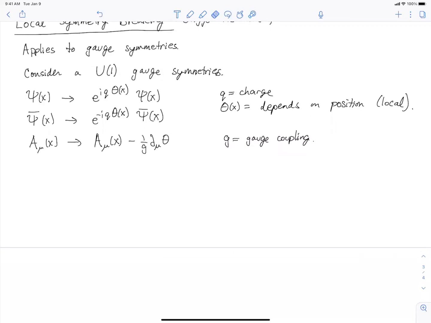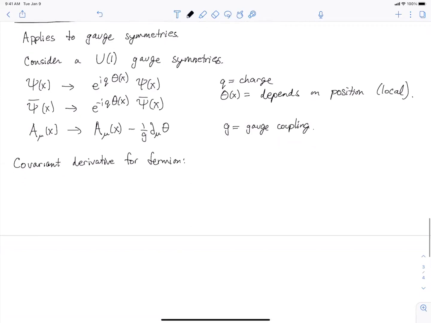The way it appears is that in order to make this be a symmetry of the Lagrangian, you're forced to introduce a covariant derivative for your fermions. In this case, I'm just assuming there's just one fermion. So the covariant derivative, capital D_mu psi, is the ordinary derivative plus i times the charge times the gauge coupling times the vector field, all acting on psi.